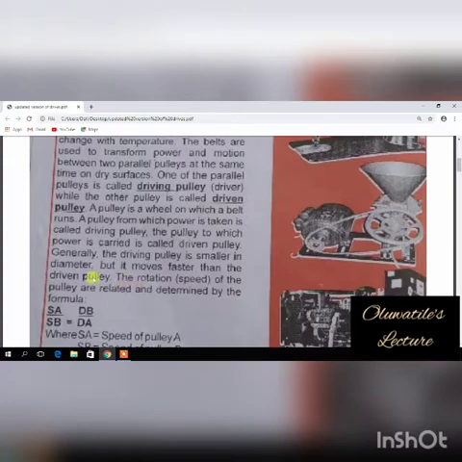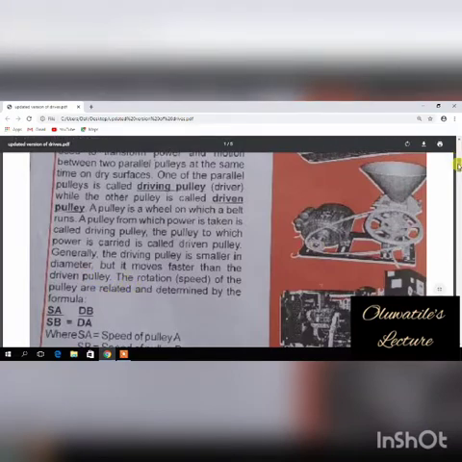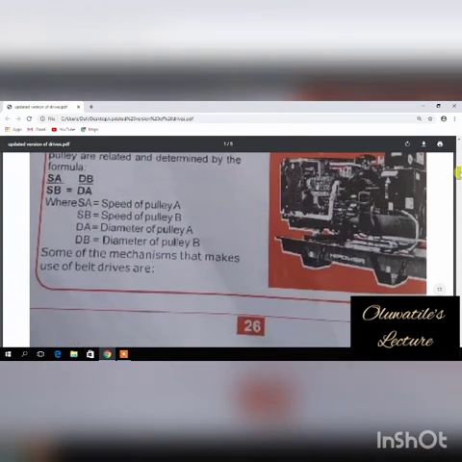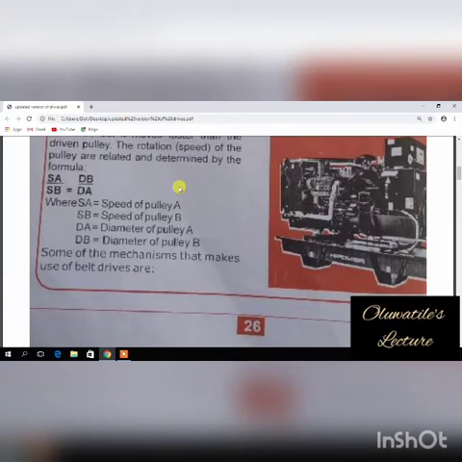So the rotation speeds of the pulleys are related and are determined by a formula. We have this formula which you must know. I'm purposely using this textbook so that we can see pictures, because if I don't use this textbook, it might be difficult putting pictures. I'm sorry for using the textbook to teach.